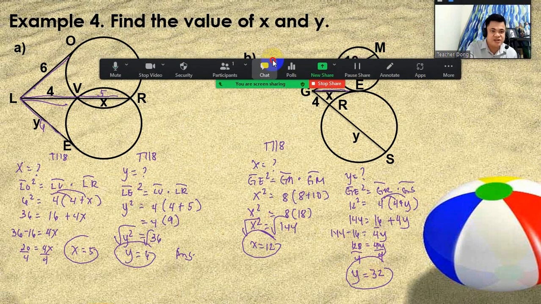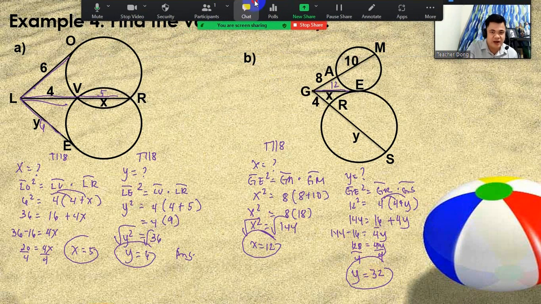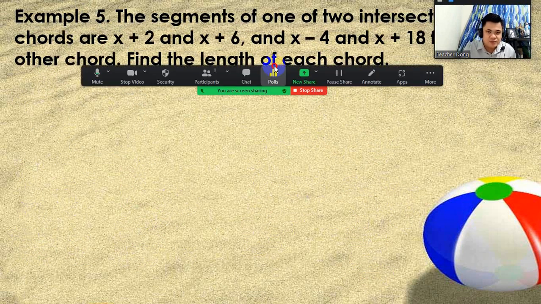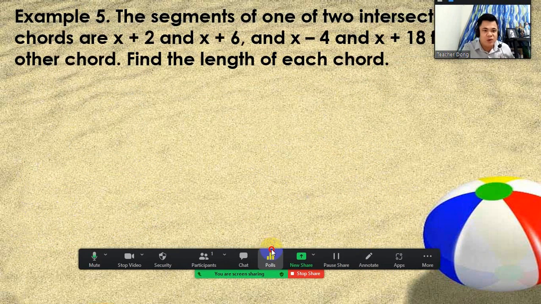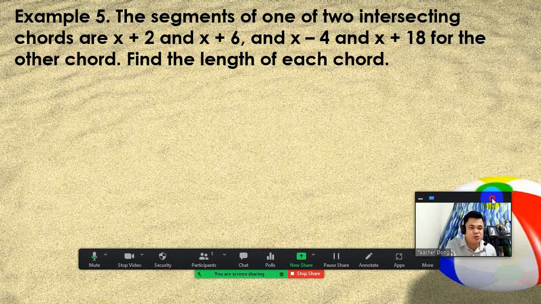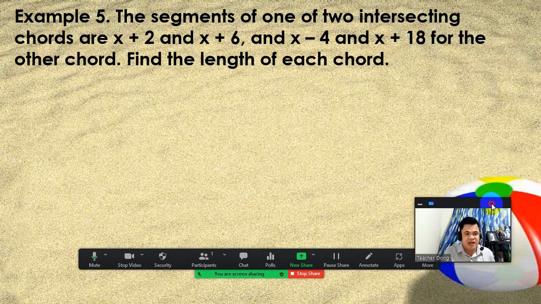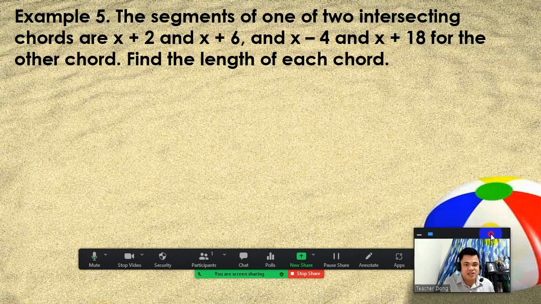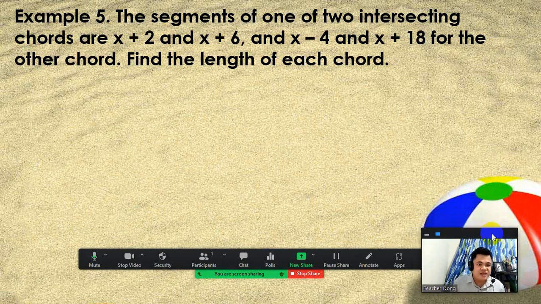Okay, so that is Theorem 118. Alright, so we are able to finish the 3 theorems here. Now let's have this last example. Example number 5. The segments of one of the intersecting chords are x plus 2 and x plus 6, and x minus 4 and x plus 18 for the other chord. Find the length of each chord.